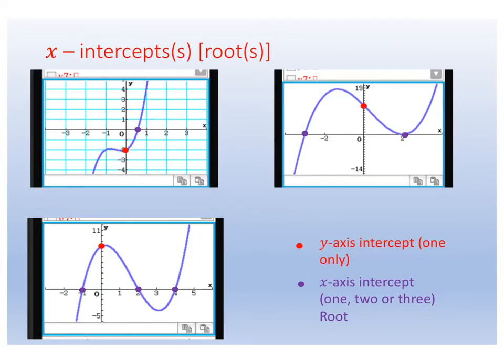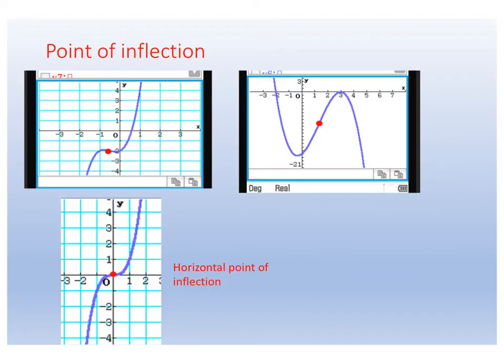Now, let's look at the x-intercepts or the roots. For a cubic function, you could have 1, 2, or 3 roots. There's always one y-intercept. Then we look at the point of inflection. The point of inflection is when you change from concave up to concave down, or concave down to concave up. So in this case, it's concave down to concave up to concave down.